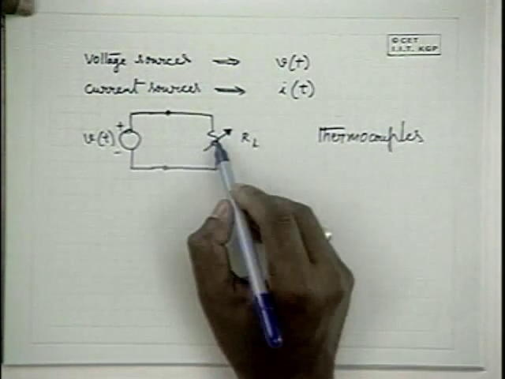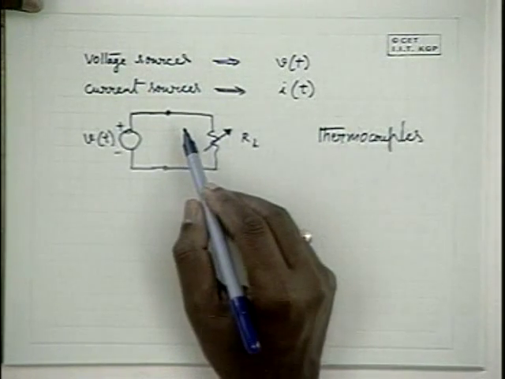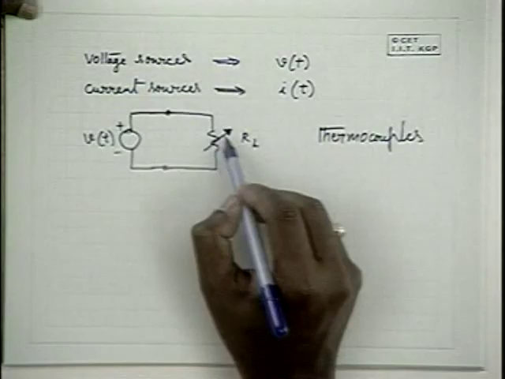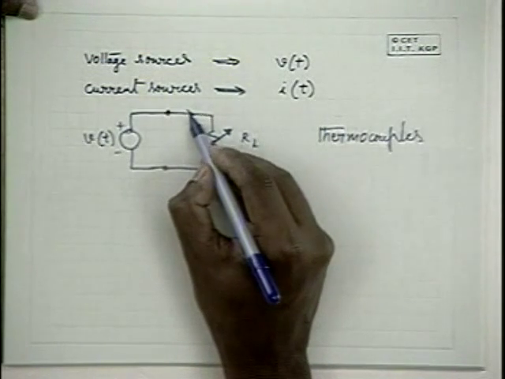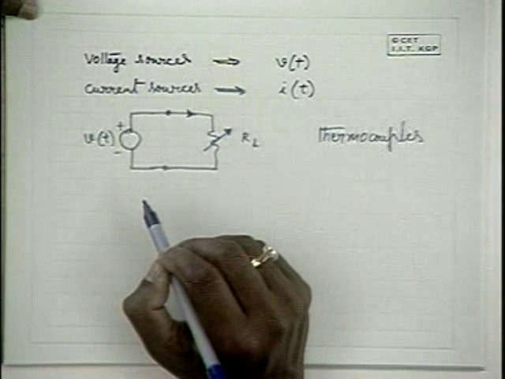So when it doesn't change with load resistance, it means that it is a voltage source, because when you apply a supply over here to the resistance, the current varies depending on the load resistance, but the voltage remains constant.